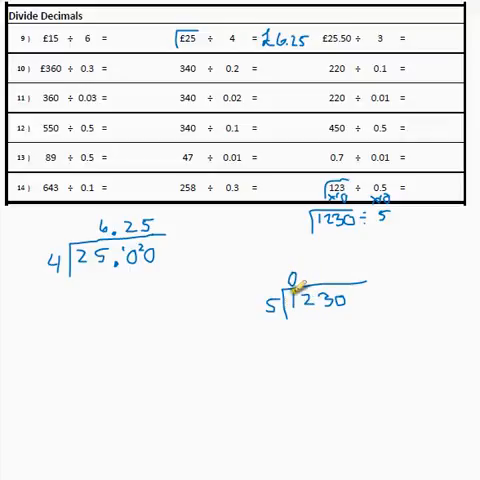5 goes in 1, it cannot. 5 goes in 12 twice, isn't it? Because 2 times 5 is 10, and then there is 2 remainder. 5 goes in 23. That is 4, isn't it? 4 times 5 is 20, so there's a 3 remainder. 5 goes in 36. So my answer is 2, 4, 6. And remember, you don't put a point back here, it is totally different from multiplying.